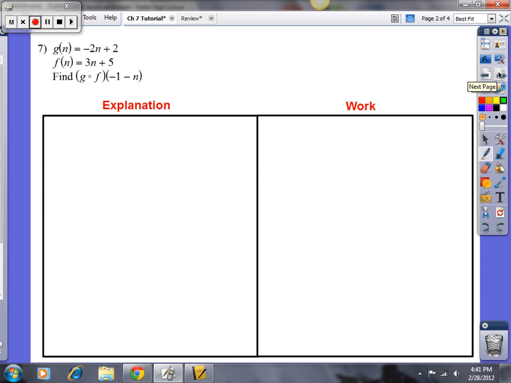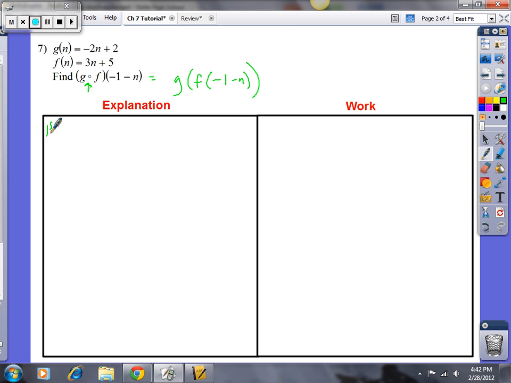Okay, let's try one. I'm going to give you another set of functions, but this time, instead of an operation, I'm going to have you do a composition. In a composition, you take it, substitute it into one function, and then whatever you get for that answer, you substitute into the other. Again, this is rewritten as g of f of a negative 1 minus n, and I like that a lot better. So you're going to take this expression, negative 1 minus n, first substitute it into f, then whatever you get out of that, substitute into g.